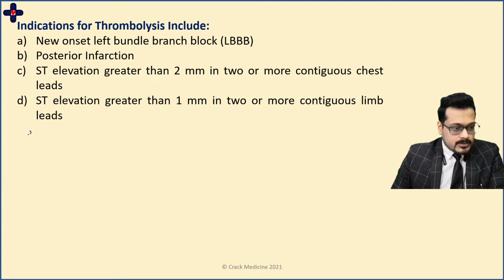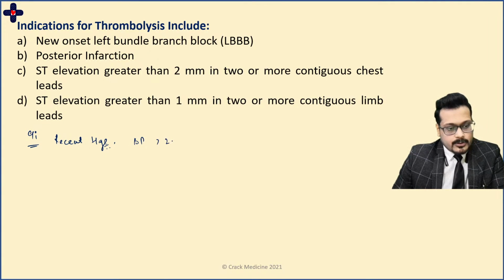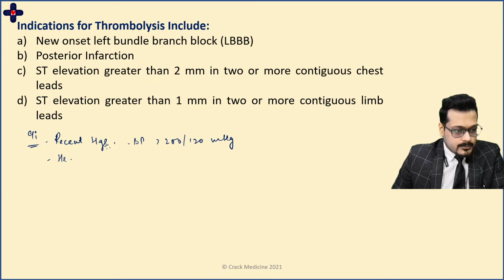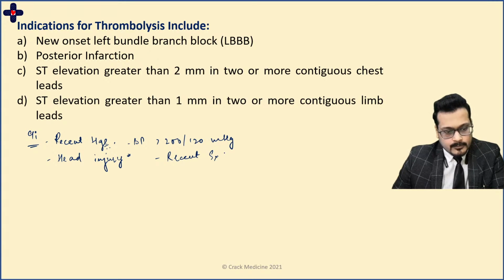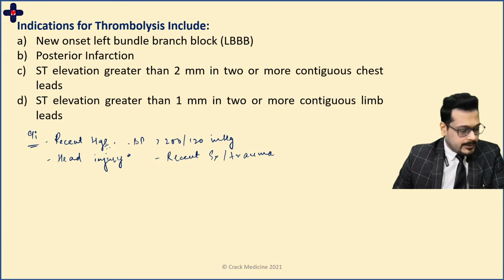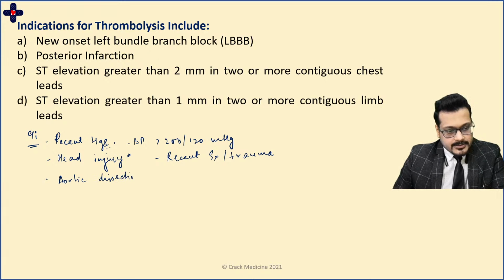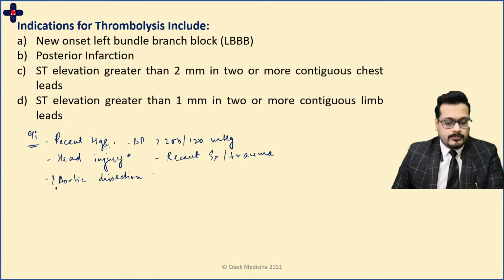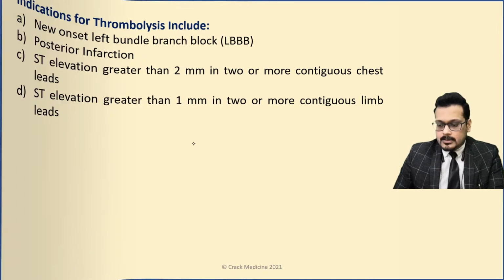Okay. Let's talk about some of the contraindications. So if a patient has had a recent bleed or hemorrhage, if the recent blood pressure is more than 200 over 100 or something, so basically very heavily hypertensive, any recent head injuries, this is a major contraindication, and recent surgery or trauma. Okay, so these are your relative contraindications. In cases of suspected aortic dissection, you don't have to thrombolyze the patient. Okay. Yes. So most of you are correct in this one.